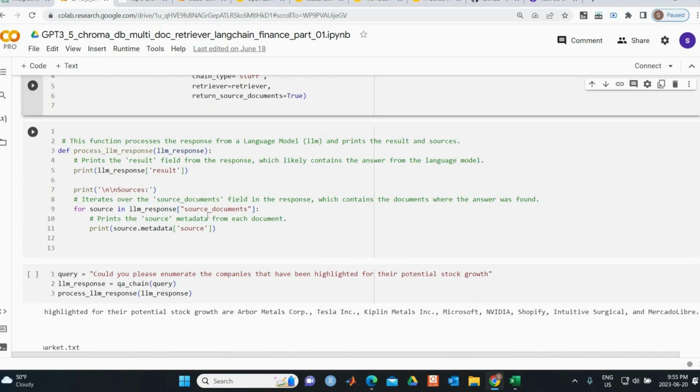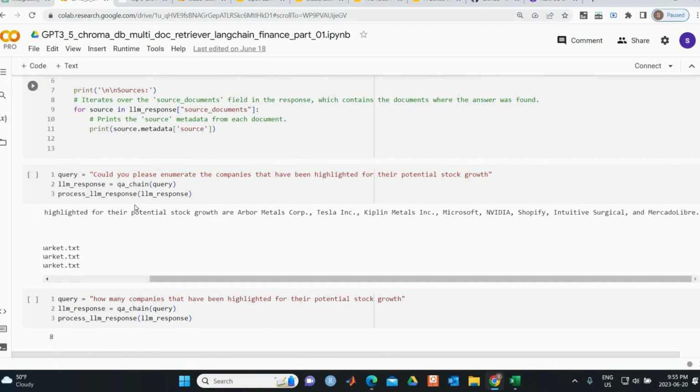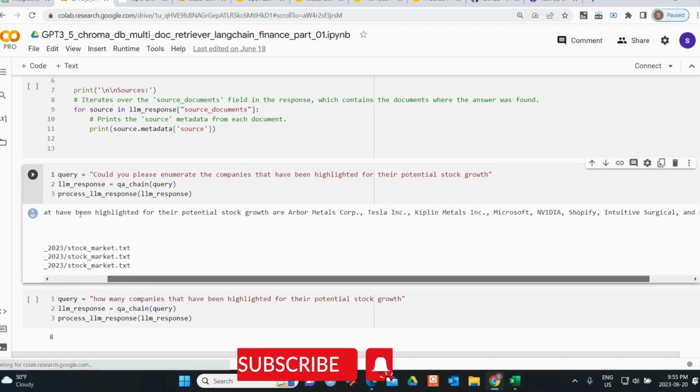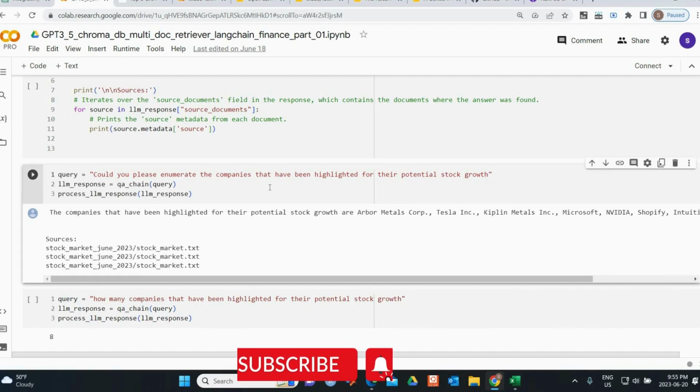Then this function processes the response from a language model, here in the case the OpenAI model, and prints the results and the scores. And here we query our questions. We process our query. So the first question I asked was, could you please enumerate the companies that have been highlighted for their potential stock growth?